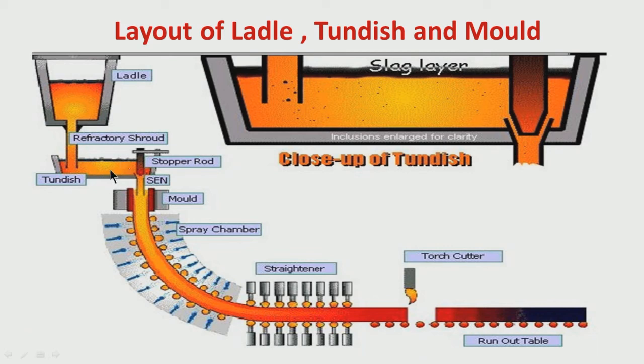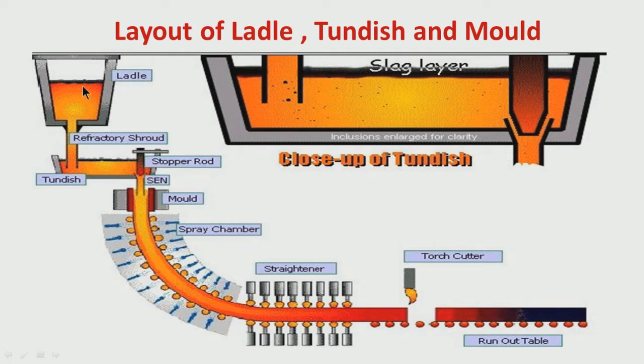So, the Tundish is called a buffer, because after the Ladle is emptied another Ladle will come. The Tundish will maintain the liquid steel level, so that continuous feeding to the mold is possible. That is the beauty of continuous casting, unlike ingot casting.